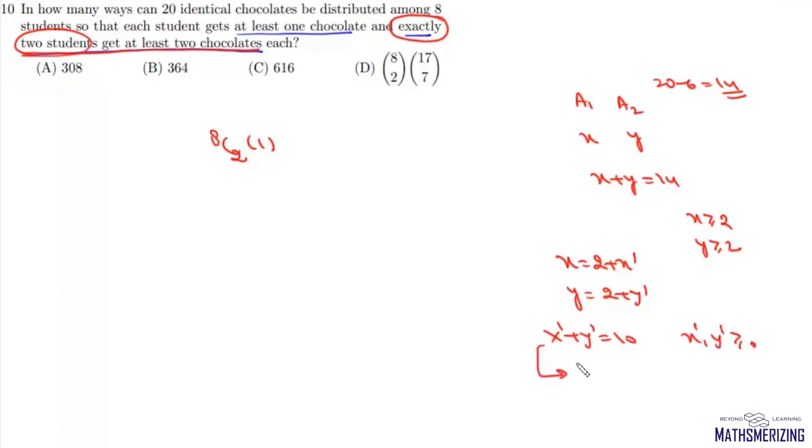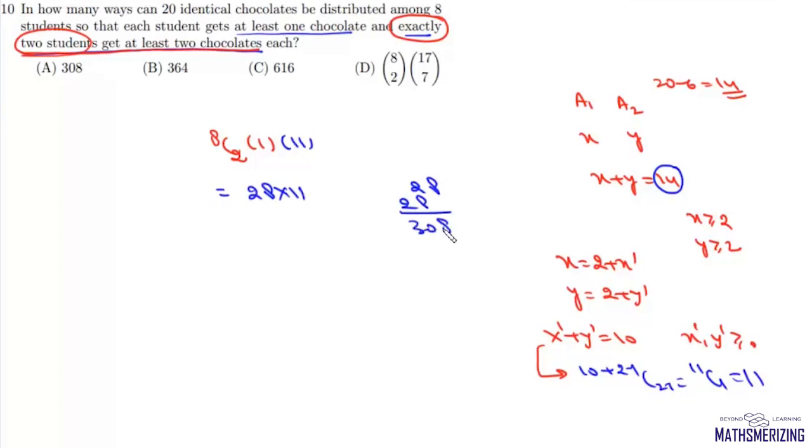So what we need is the number of non-negative integral solutions of this equation. The number of non-negative integral solutions is given by (n plus r minus 1) C (r minus 1), and that will be 11C1, which is simply 11. So the remaining 14 chocolates can be distributed among the selected 2 students in 11 ways. So the answer to this question is 8C2 into 11. Now 8C2 is 28, into 11. So it'll be 28 and 28, which is 308, and that's your option A.